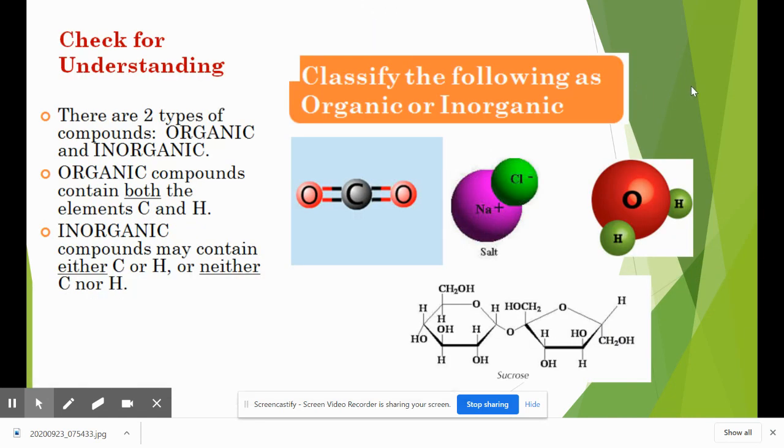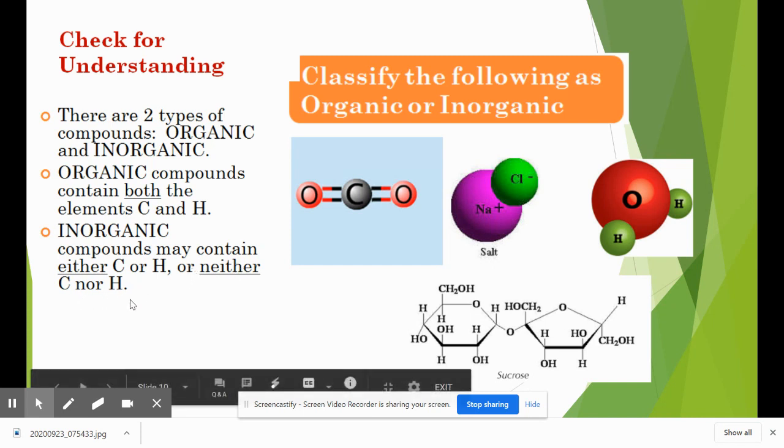So let's check what you have learned. I'm going to pause and I want you to think as we pause and then say your answer and let's see if you're right. So there are two types of compounds, organic and inorganic. Organic compounds contain both the elements C, carbon, and H, hydrogen. Inorganic compounds may contain either C or H, or neither C nor H.